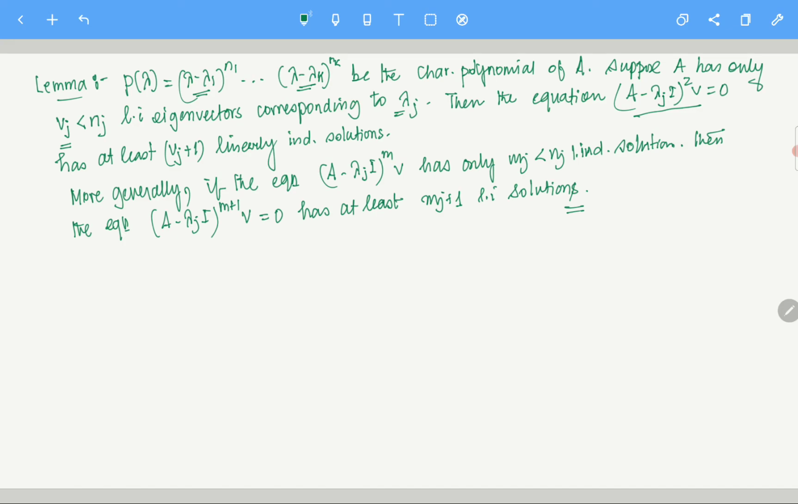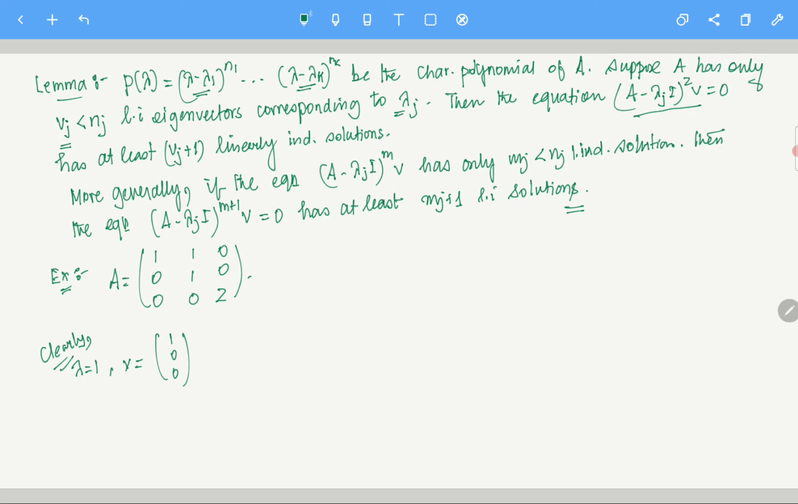So let us look at one example. This method in some books is also known as the method of generalized eigenvectors. So let us say that you have a matrix given by [1 1 0; 0 1 0; 0 0 2]. Clear? Now clearly lambda equals 1 is an eigenvalue, and the eigenvector corresponding to this is given by (1, 0, 0).